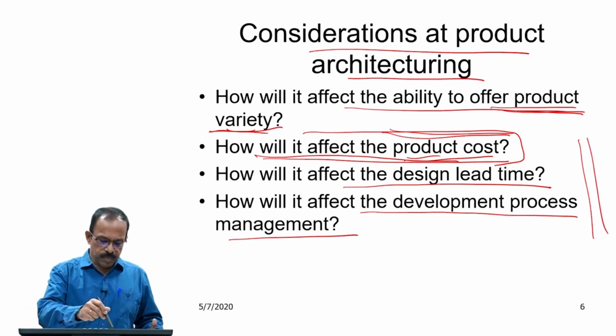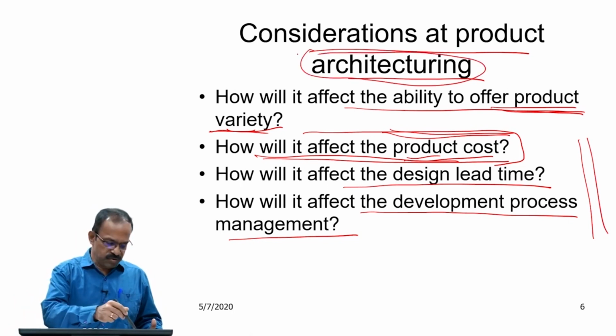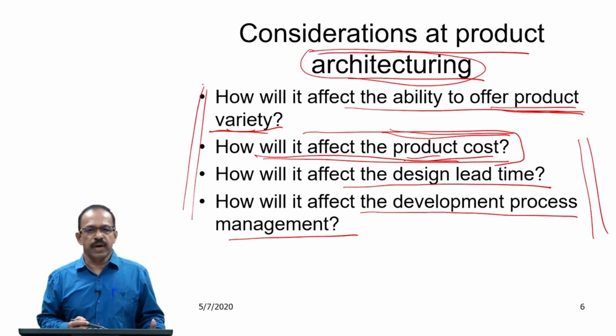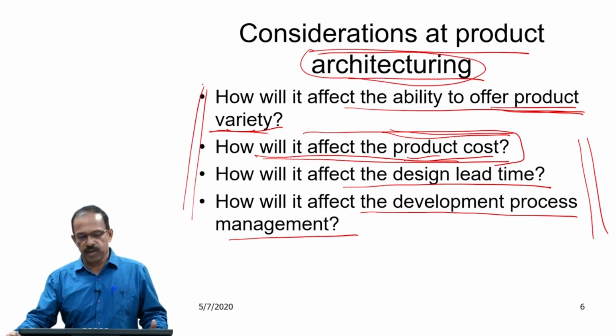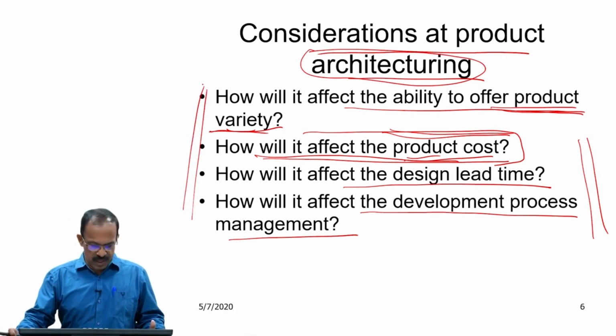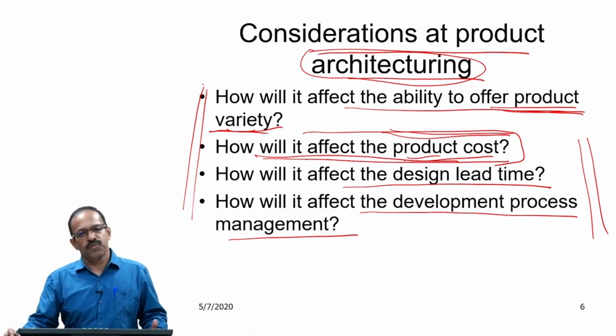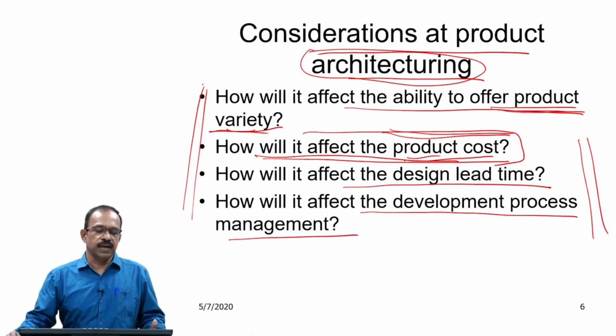So, designing a product architecture depends on these factors, and we need to keep this in mind when we decide on a particular architecture for a product. We will discuss these things in the next class: how we develop the portfolio architecture, how we look into the individual product architecture, and what are the ways in which we can develop these architectures.